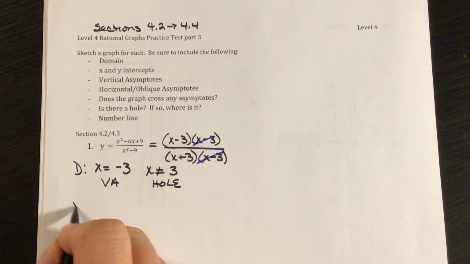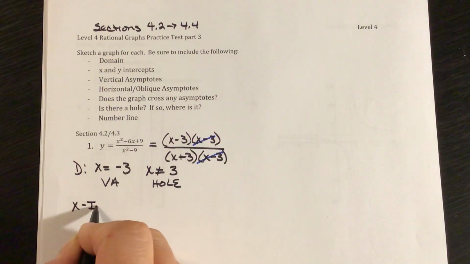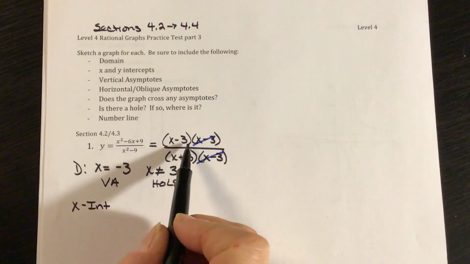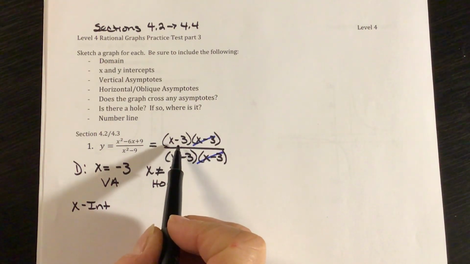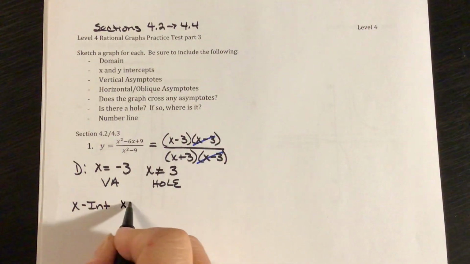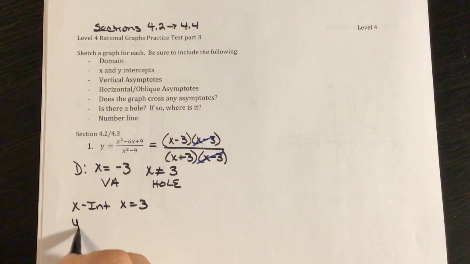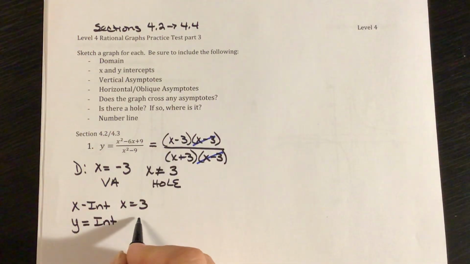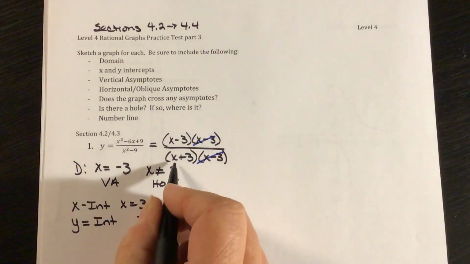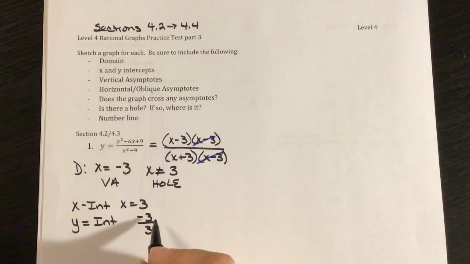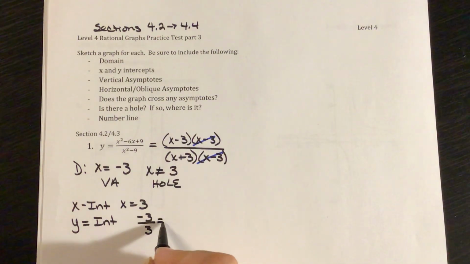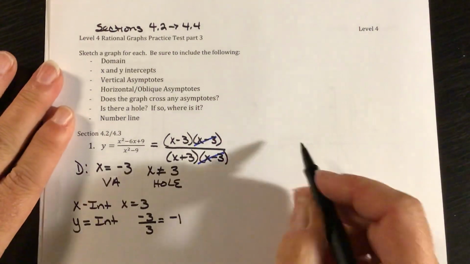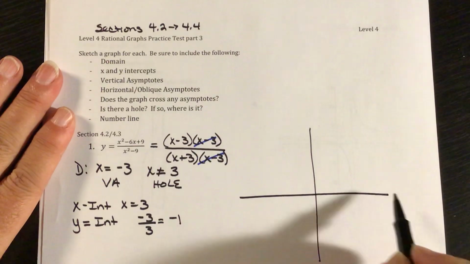If I look for x-intercepts, the x-intercept will be the numbers that make the numerator equal to 0. So that would be x equals 3. And y-intercepts, when x is 0, I have 0 minus 3 is -3 over 0 plus 3 is +3. So our y-intercept is at -1.